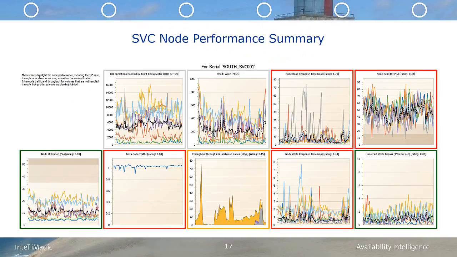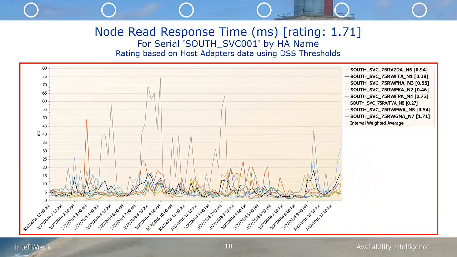The outline colors for the rated charts follow from the dashboard. Notice the red for node read response time. Within the chart, notice the gray line. By clicking on the node read response time chart, we bring this chart into view and identify nodes with high response time. Notice in the legend there are several SVC nodes that are in bold. These all contain a rating value that's high. The higher the value, the higher the risk.